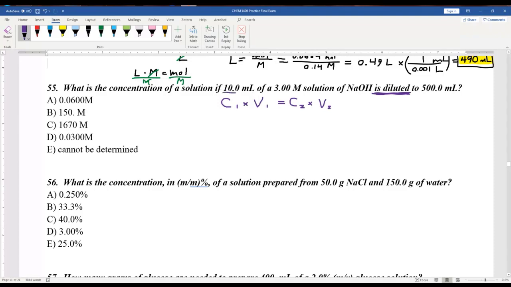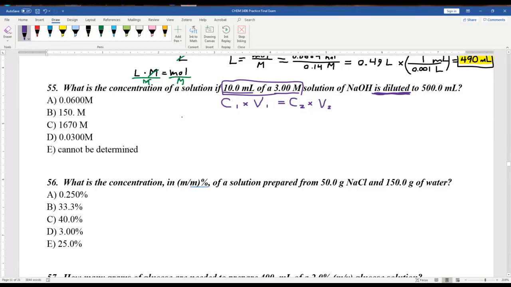For example, if 10 milliliters is my V1, then that means my 3 molar must be my C1, because these two go together. But if 10 milliliters is my V2, then 3 molar must be my C2, because these two have to go together. Doesn't matter if I put them as ones or twos, but they both have to be the same number because they both go together. Does that make sense?